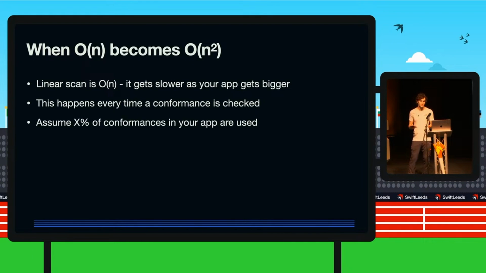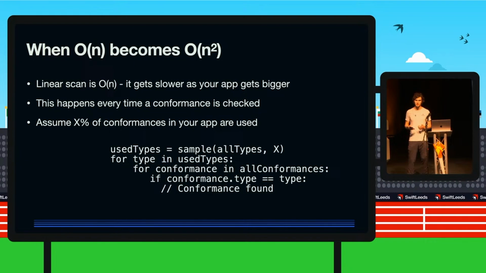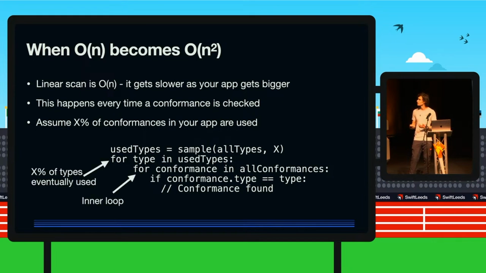So if you say X% of conformances in your app are used, like maybe 40% of your code ends up actually getting used, you could write some pseudocode like this to get an idea of what's happening. Basically, from all the types in your binary, some 40% of them are getting used, and then you're looping through all of those. But within that loop, you're doing another loop. That's the n squared operation. So you have this outer loop and this inner loop.